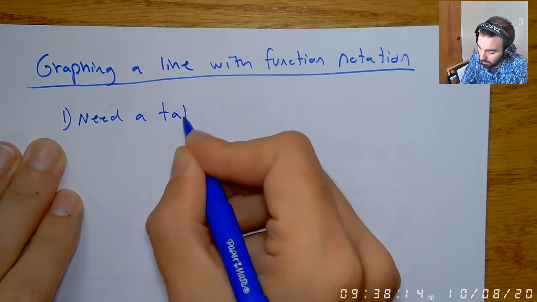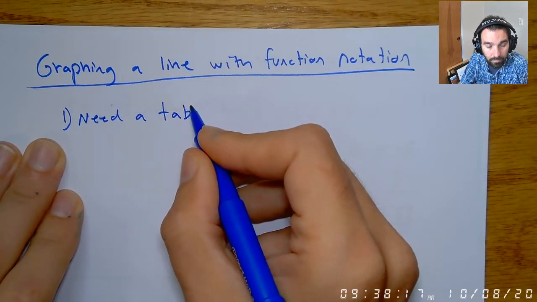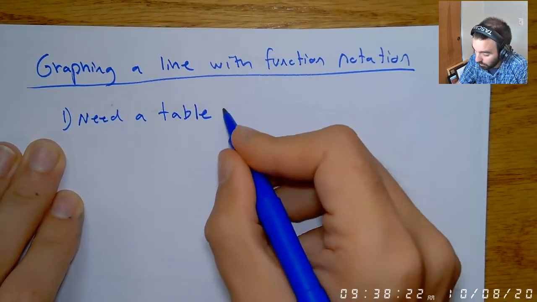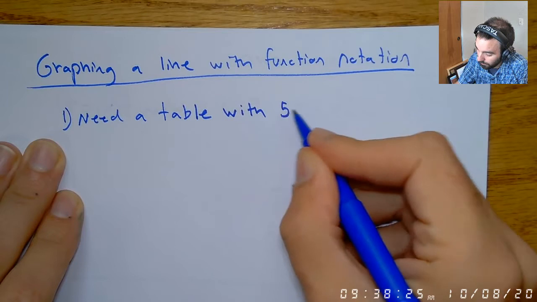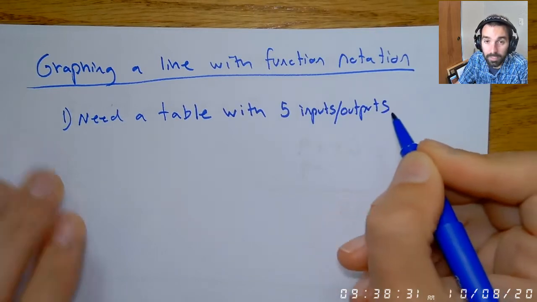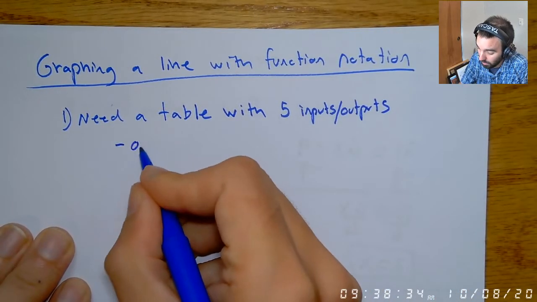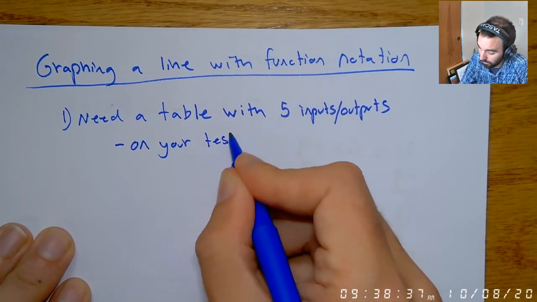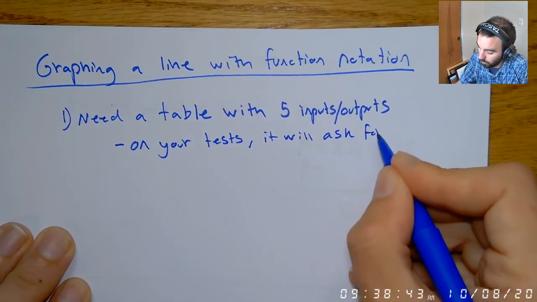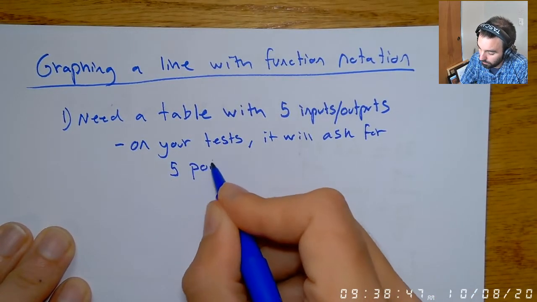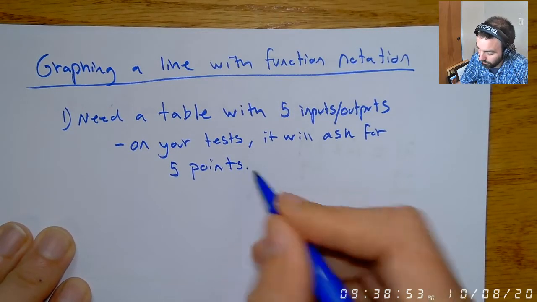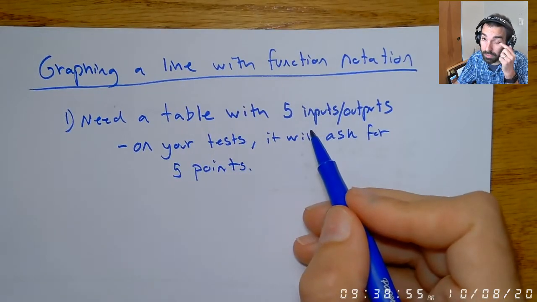Sorry, looking at my notes, the last where I was. We need a table with 5 inputs and outputs. Okay? The reason why I say 5 is on your tests, it will ask for 5 points. Okay? So we need to make a table with 5 inputs and outputs.